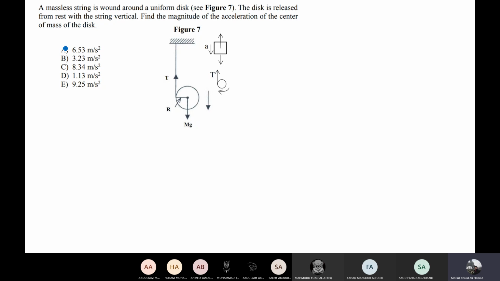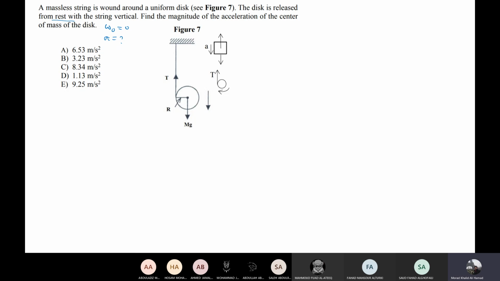Okay, here is where I have another question. Here is the disk or the sphere or whatever itself. It has a mass. Look at what this question says. A massless string is wound around a uniform disk. Here we have a uniform disk and there is a string. The disk is released from rest, which means omega initial is equal to 0 if we need it. Find the magnitude of the acceleration of the center of mass of the disk. We need the acceleration of the center of mass, which means we need a, not alpha. If it asked for the acceleration of the rotation of the disk itself, we need alpha. But here we need a because we need it for the system.